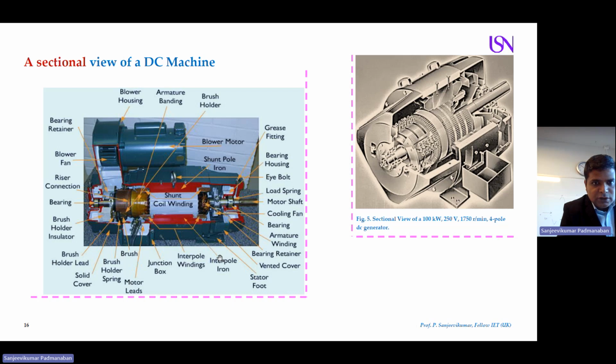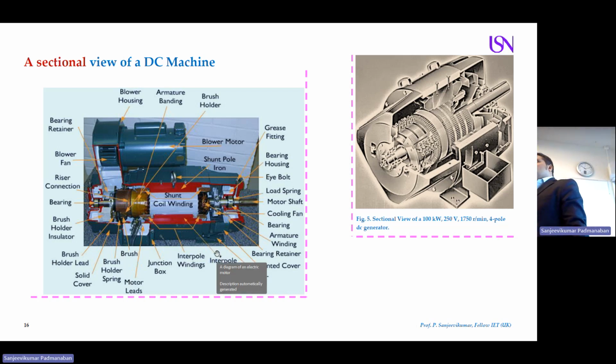Then we have interpoles. Listen here, these interpoles are technically used in DC and AC machines in order to avoid armature reaction. This is nothing but like compensating coils.